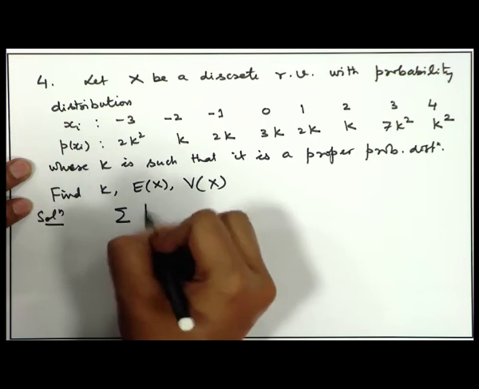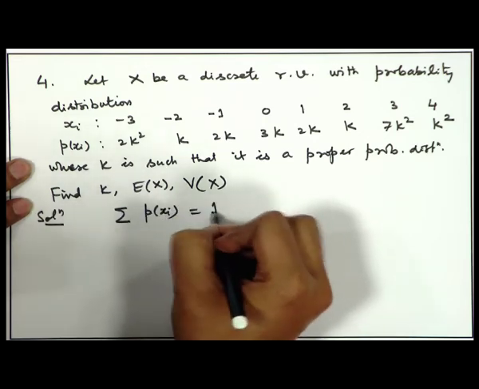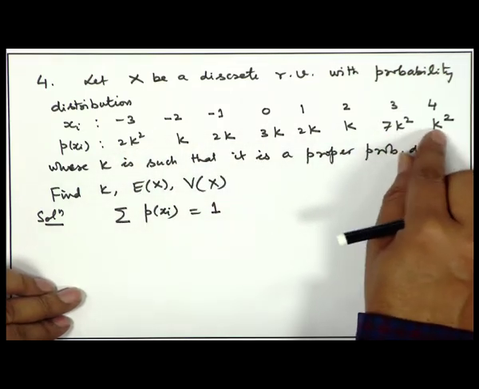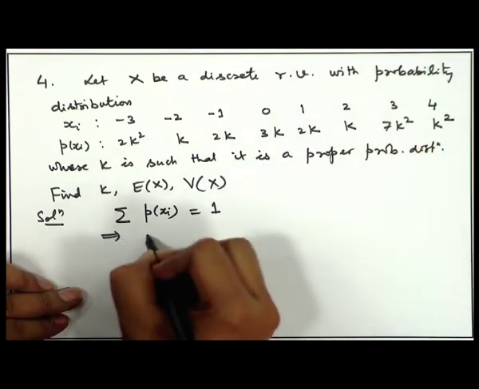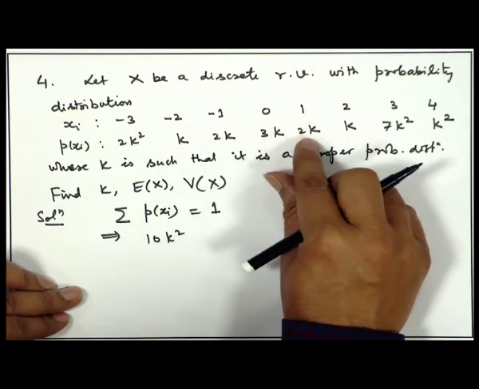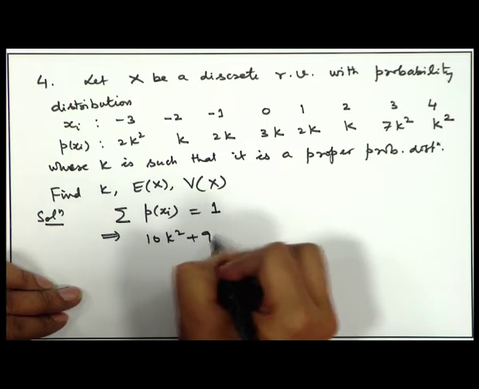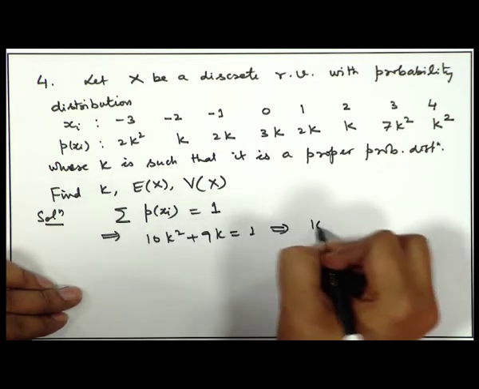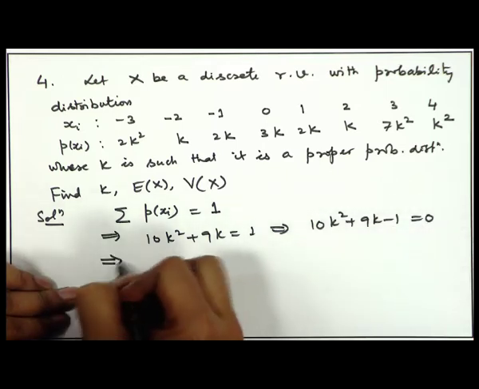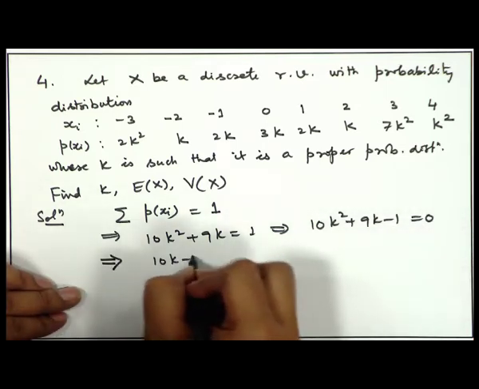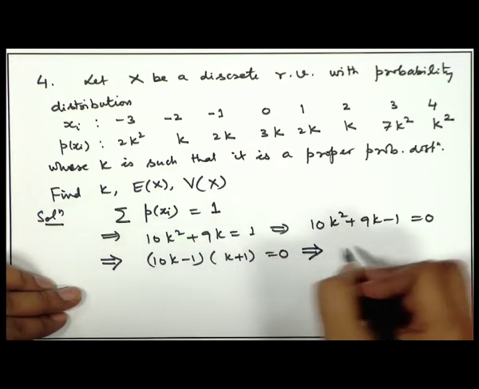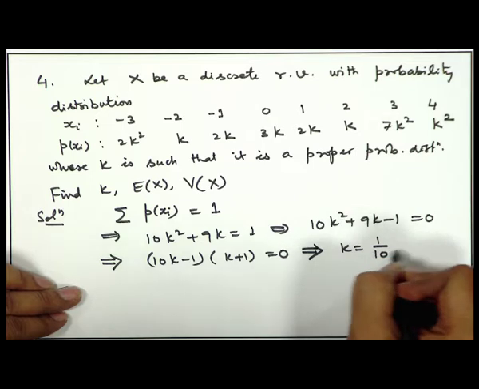So, the sum of all the probabilities must be equal to 1. If you sum this, you get 2k² plus 7k² plus k², that is 10k², plus k plus 2k plus 3k plus 2k plus k, that is 9k, equal to 1, which you can write as 10k² plus 9k minus 1 equal to 0, which can be expressed as (10k minus 1)(k plus 1) equal to 0. Now, this gives you two values, k equal to 1/10 and minus 1.